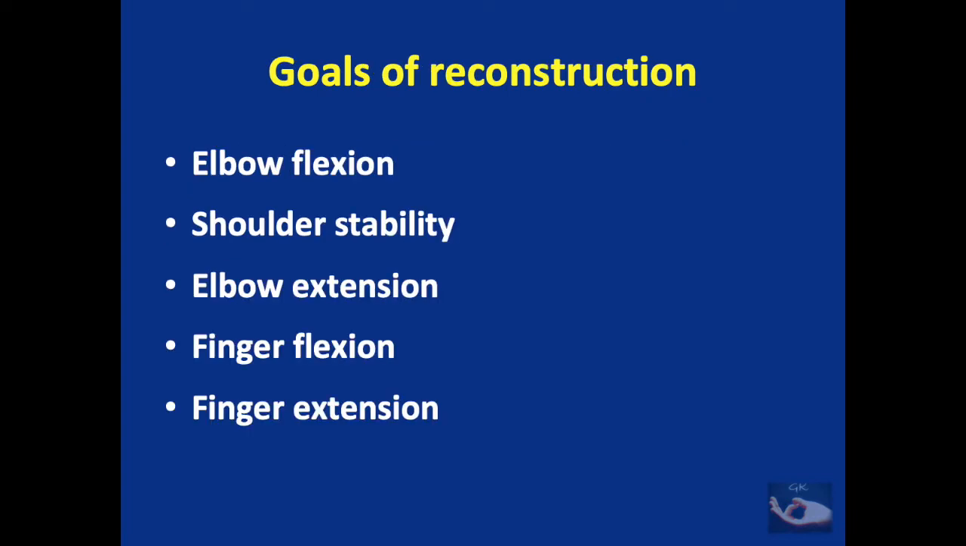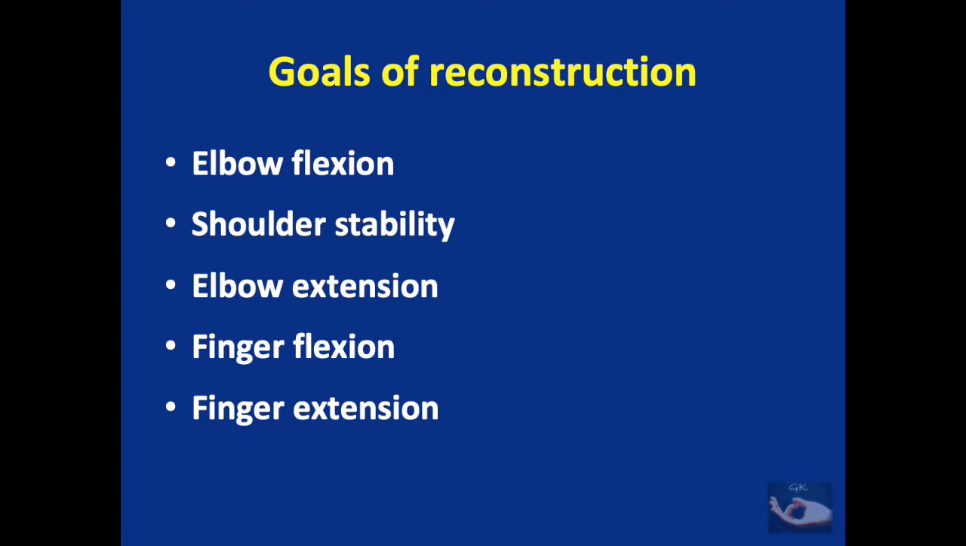Before we make a plan for the reconstruction, we need to know what are the goals that we need to achieve. In other words, what is it that we want to achieve in that particular patient? The first important thing is elbow flexion, then it is shoulder stability, elbow extension, then finger flexion and finger extension. However, though the goals that I have mentioned are true, the order that I mentioned just now is not absolute.